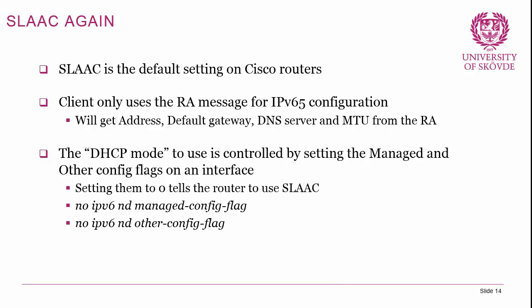router advertisements. And if you want to do those DHCP modes, the DHCP mode is controlled by setting the managed and other config flags on an interface. So this is just two flags that are called managed and other config. Setting them to 0 will tell the router to use SLAAC. So if you configured any other mode, what you would do is just go no ipv6 nd managed-config-flag and no ipv6 nd other-config-flag to set those flags to 0.